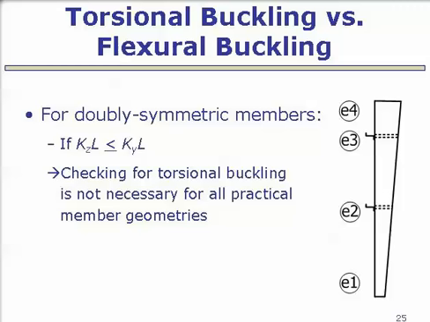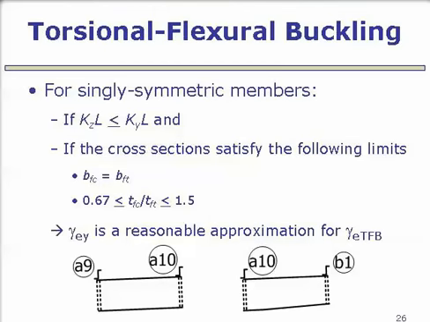basically, we did some studies to show that torsional buckling isn't necessary to be checked at all for a doubly symmetric section. You'll never have an error there that's significant in neglecting the torsional buckling in those cases. If KZL is bigger, then you've got to worry about it. For singly symmetric members, now we have to deal with torsional flexural buckling.